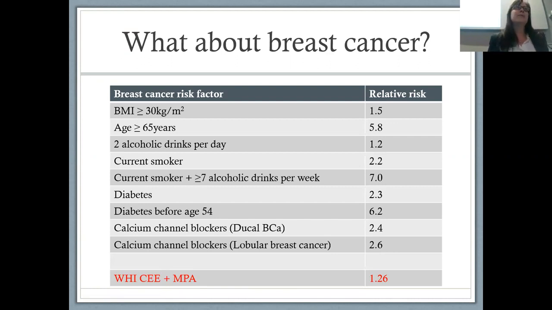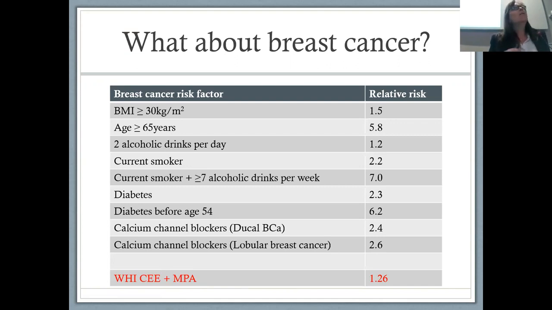Now, this is really important information. You have a greater risk if your BMI is over 30, which is about half our population. You have a significantly 5 times greater risk if you're over 65. If you drink 2 standard units of alcohol, and that's recently been reduced to 1.2, you have the same risk. If you're a current smoker, you have a doubling of the risk. If you smoke and have 1 glass of wine a night, you have a relative risk that's 5 times greater, 6 times greater.